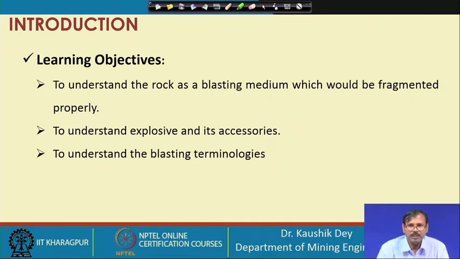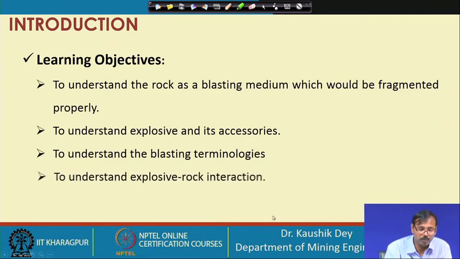But if you are using the burden term in blasting, then the burden term is different, because here burden is a specified length of rock mass which is intended to be blasted by one group of explosive. So, the terminology is a little bit different in blasting, and a blasting engineer must know the use of these terminologies. So, one objective is to understand these terminologies.